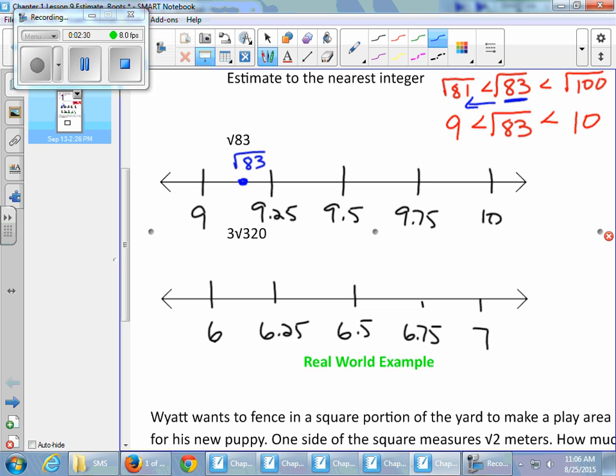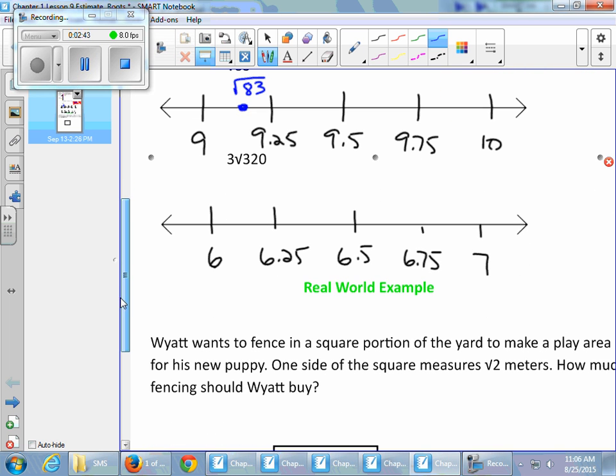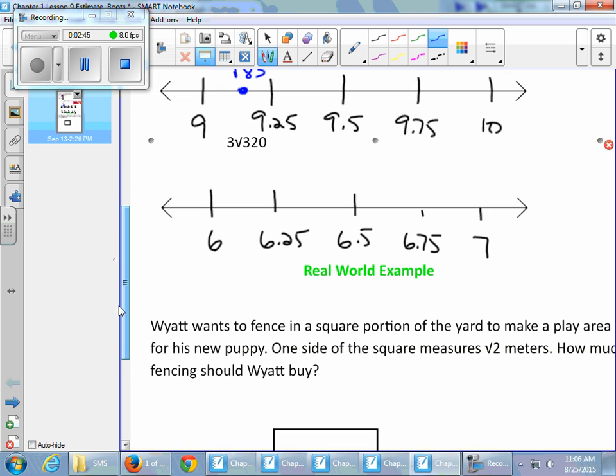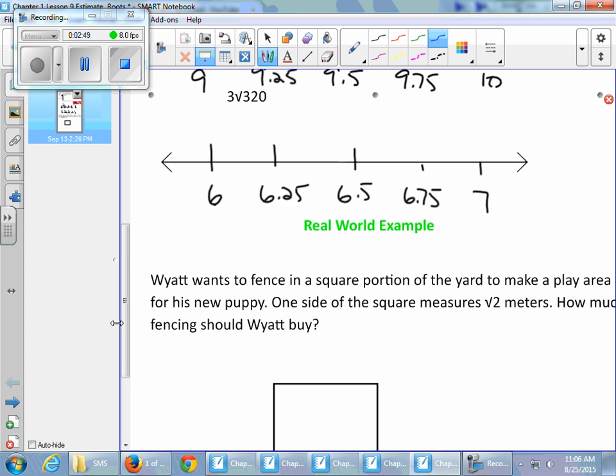Just going to use some reasoning. Between 81 and 100, it's real close to 81, so it's probably going to be real close to 9 as the square root of 83. There's your estimate. So again, we can always use a calculator, look up the square root of 83, and find the exact location, but we're just estimating for right now, so that's all we need to do. That's all they're asking for.